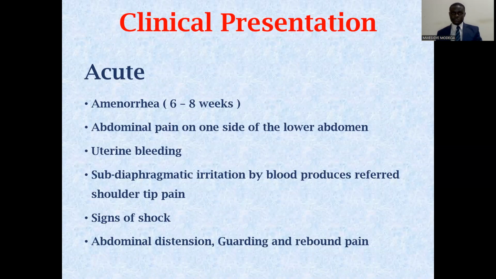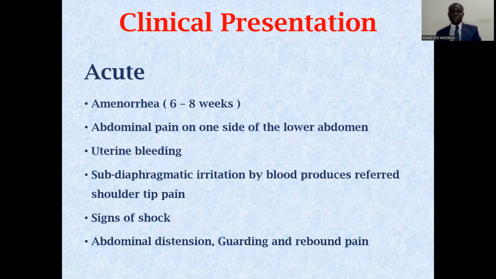What are the signs and symptoms of the clinical presentation? We are looking at the first ones, which are in the acute phase. One is amenorrhea, which can span 6 to 8 weeks. There is abdominal pain, especially on one side of the lower abdomen, and that will indicate that it is in the fallopian tube, and sometimes it may be on both sides, and that can be just referred pain. There is uterine bleeding.